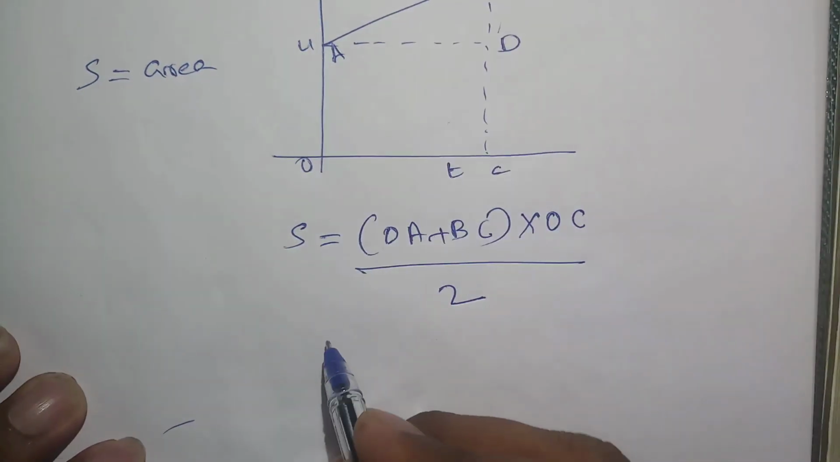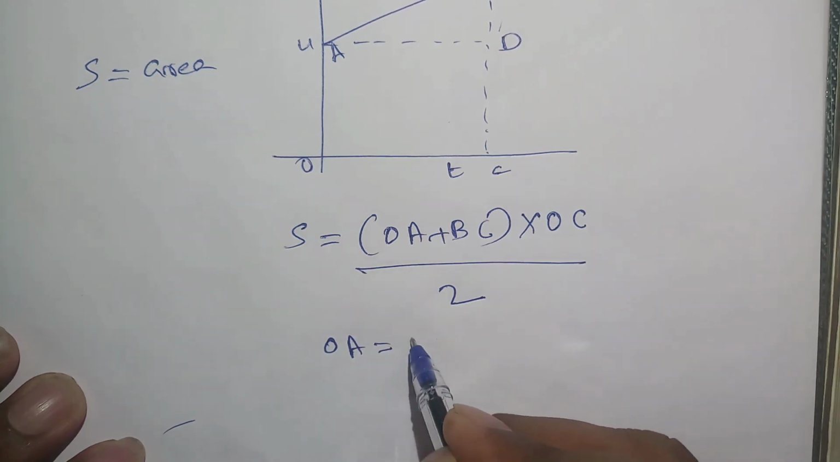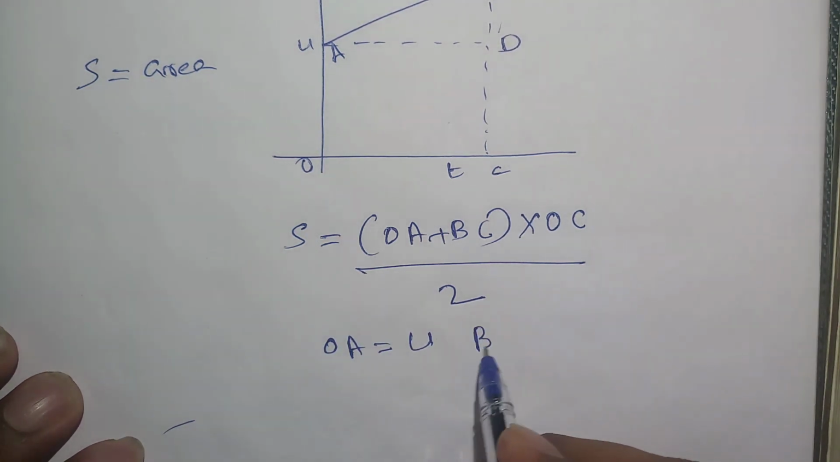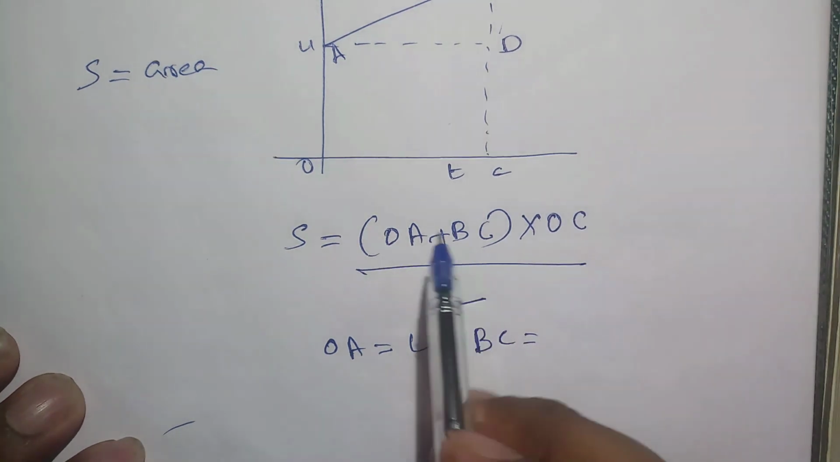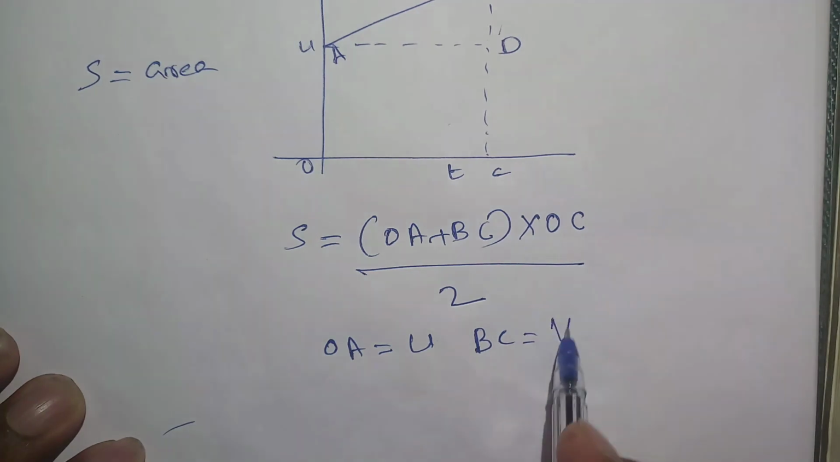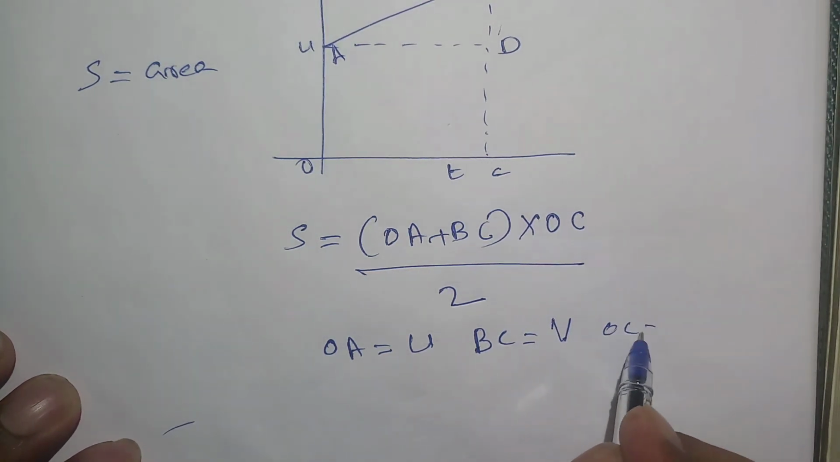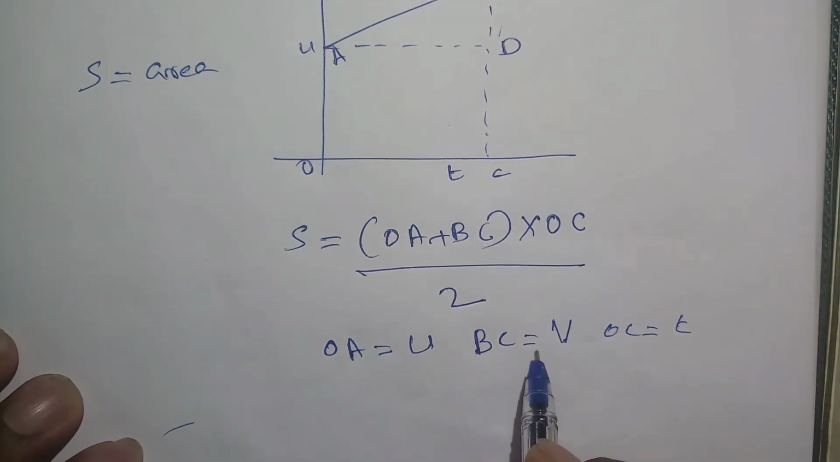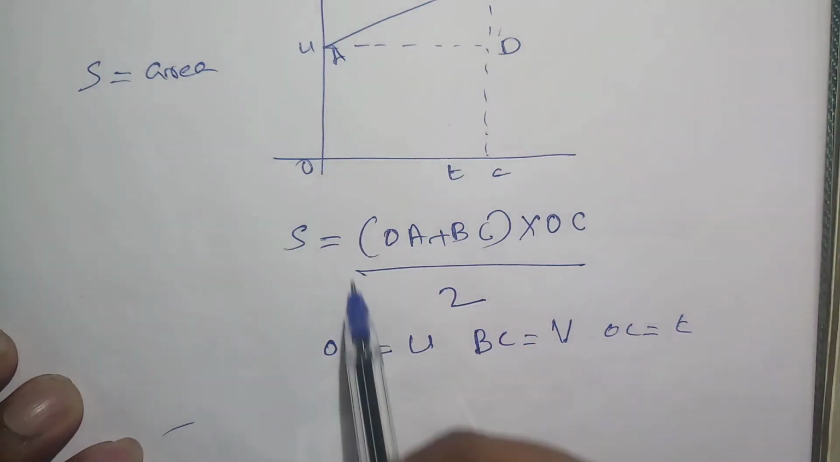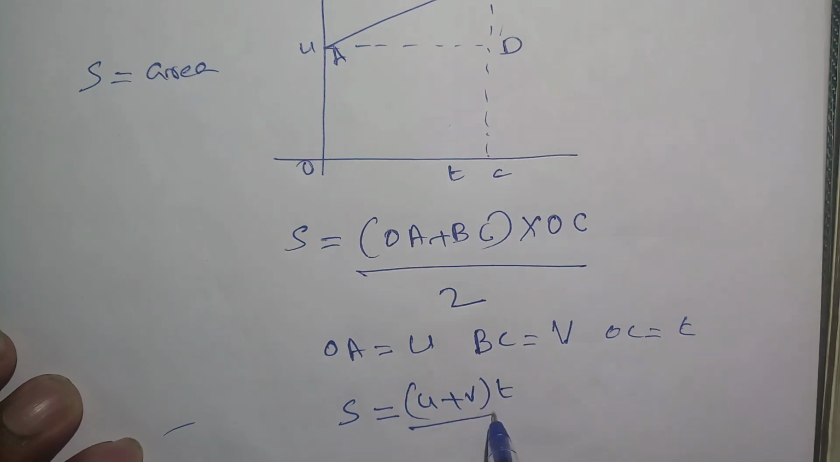Now again you substitute just like the previous case. OA is equal to u, and BC is equal to, where is BC here? BC is this total thing, that is v, and OC is equal to t. Already we did this. So if you substitute all these values here, you will get s is equal to (u plus v) into t divided by 2.